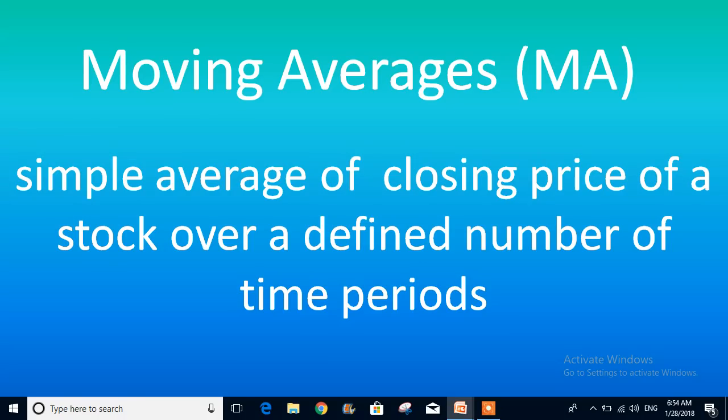So we'll have a look at the definition of the moving averages today. So what is the definition of moving averages? The definition of moving averages is the simple average of the closing price of a stock over a defined number of time periods. Read again. Simple average of the closing price of a stock over a defined number of time periods.